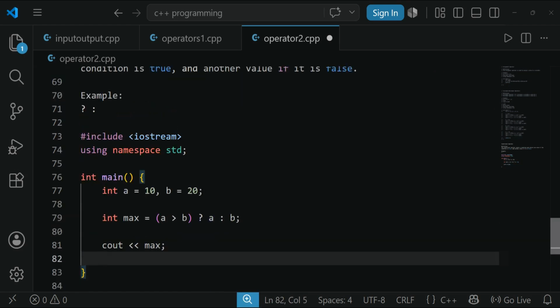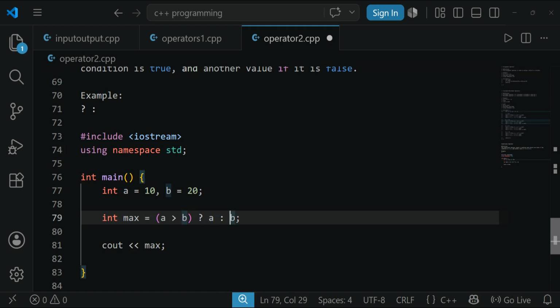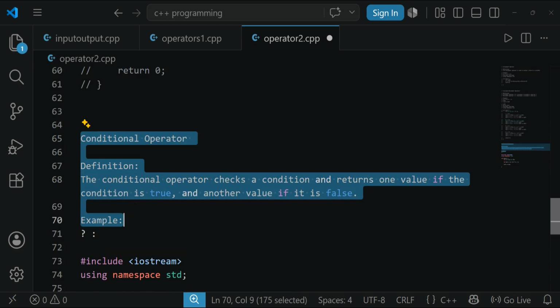If the condition is true, it will display the value of A, that is beside this question mark. If the condition is false, it will display the value of B beside this colon. Let me show you how it works.